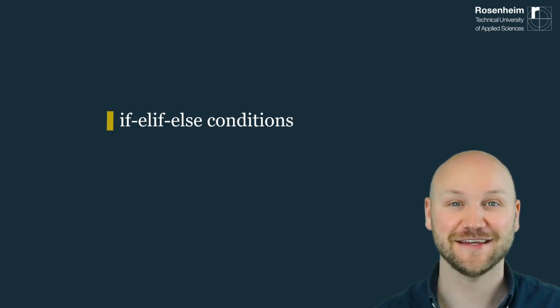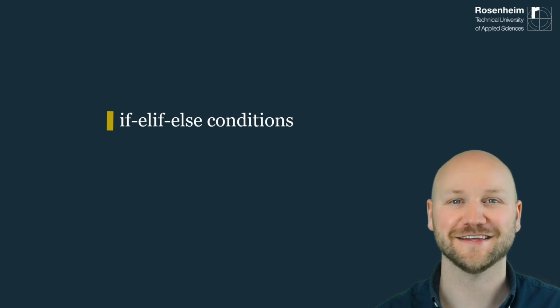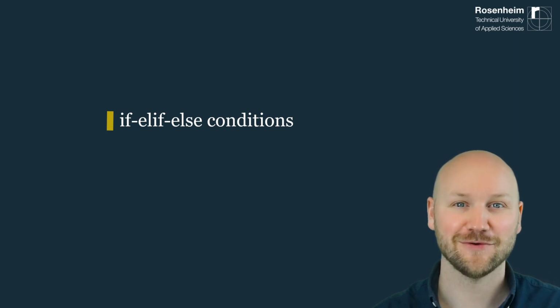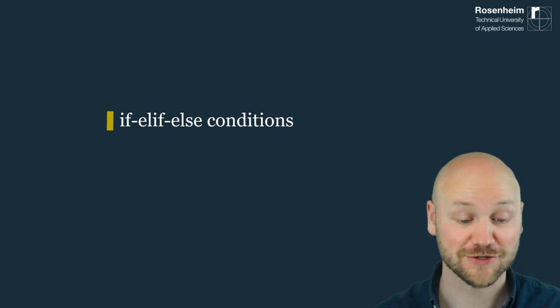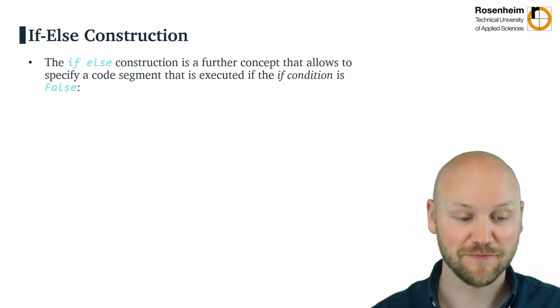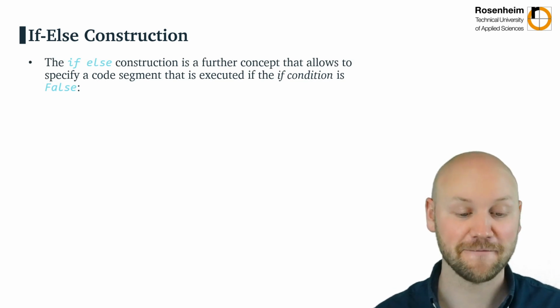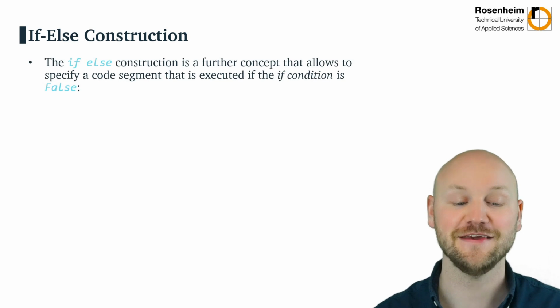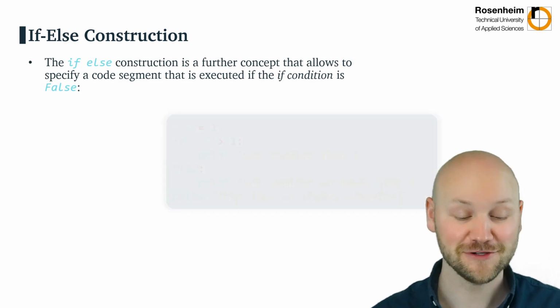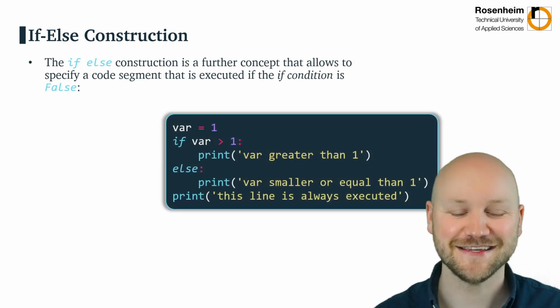That is actually an extension to what we have seen in the last video, where we now propose alternative ways if the if condition was not satisfied. So again, the if-else construction is a further concept that allows you to specify a code segment that is executed if the if condition is false. So let's have a look at this example.